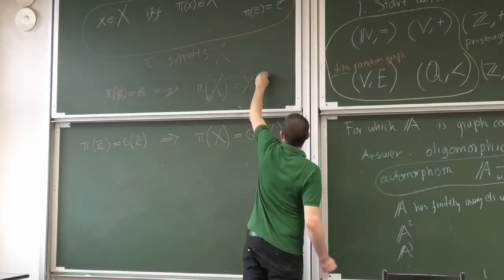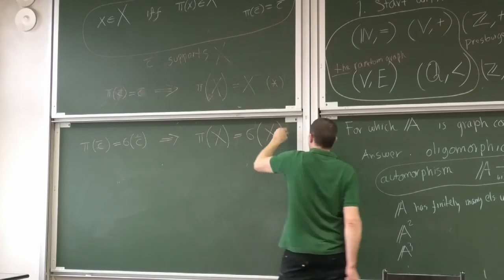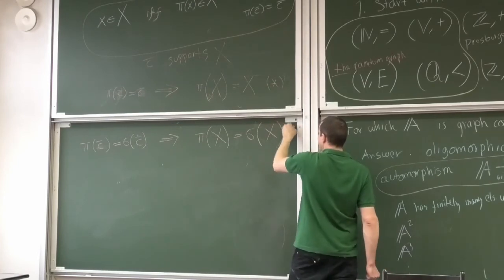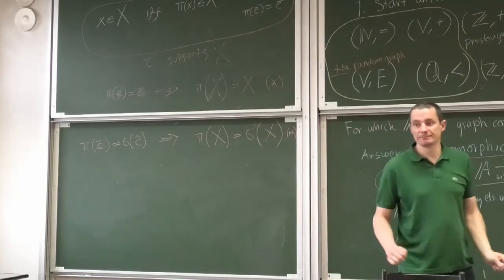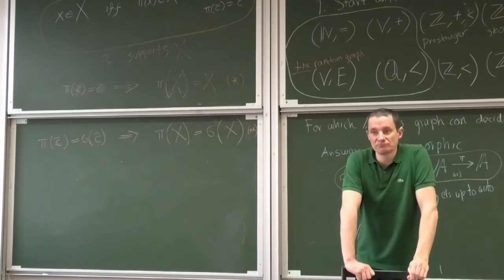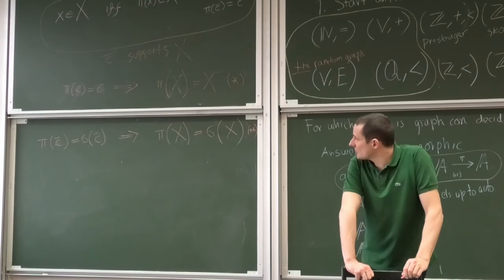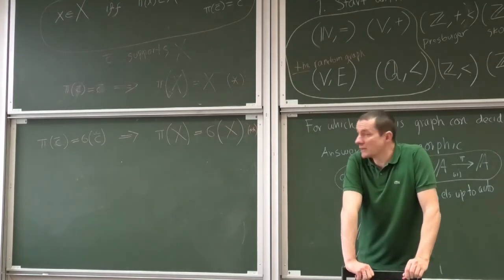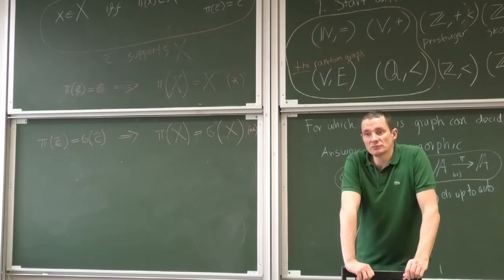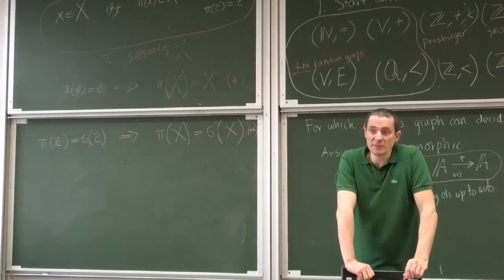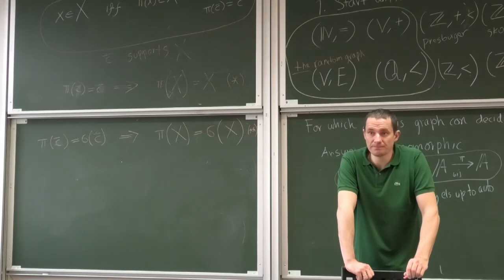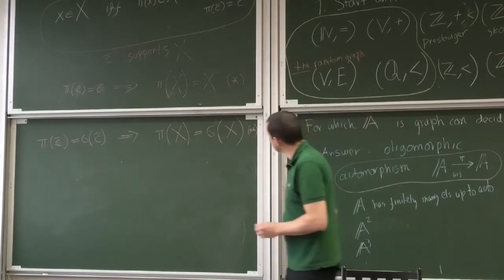So why is this equivalent to this? It's a question. So which implication is obvious? Bottom to up, because you can take sigma to be the identity. Yeah? So from top to bottom.